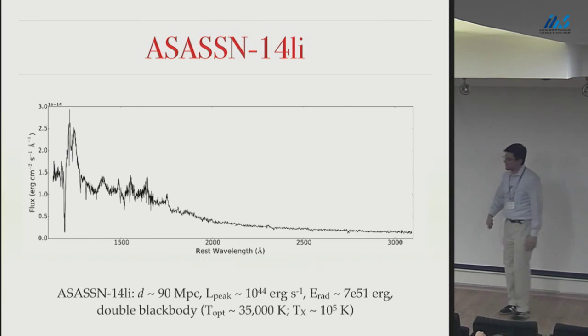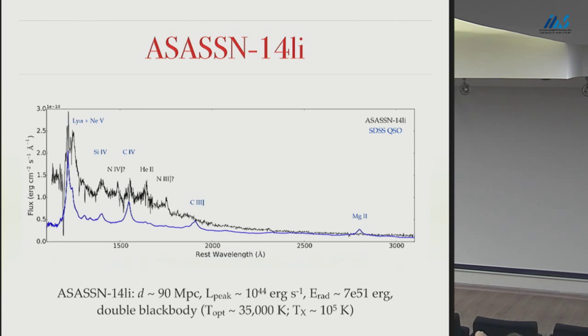Okay, so let me give you some guidance to walk you through what you see here in case you don't think about UV spectra a tremendous amount. This is the same plot that I showed earlier, the composite quasar spectrum from SDSS: magnesium-2, semi-forbidden carbon-3, going up to carbon-4, silicon-4, and Lyman alpha, neon-5 up there.